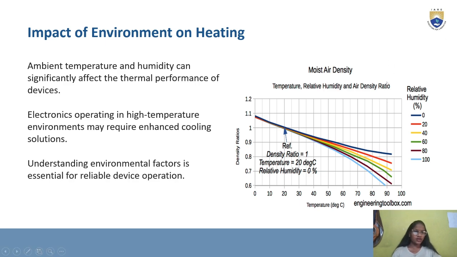Now, here we have the graph of relative humidity, temperature, and air density ratio. The air density ratio is decreasing, and the temperature in degrees Celsius is distributed in a separated way.